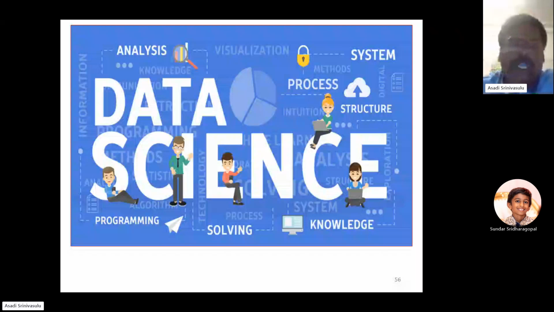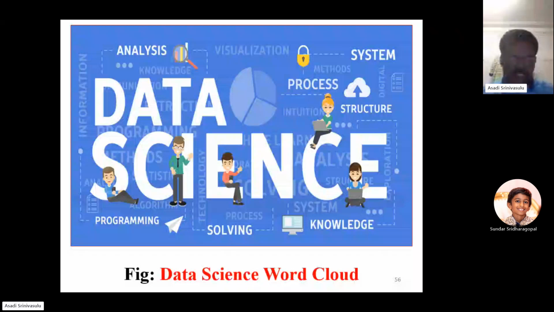This image integrates with programming, and integrates with data analysis, process, structured and unstructured knowledge, and solving. Everything we have incorporated in this image. That's why the technical name of this image is called word cloud. This is one more way of publicizing. Such a type of image is called a data science word cloud.